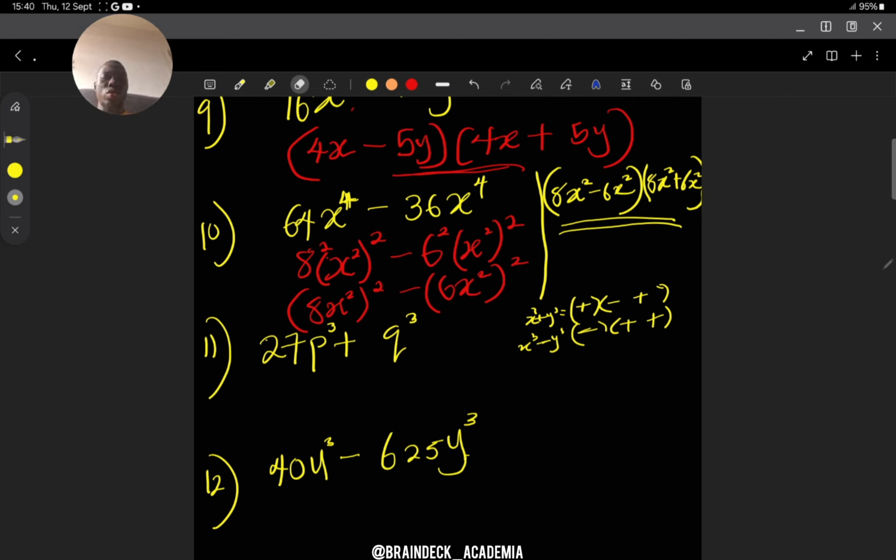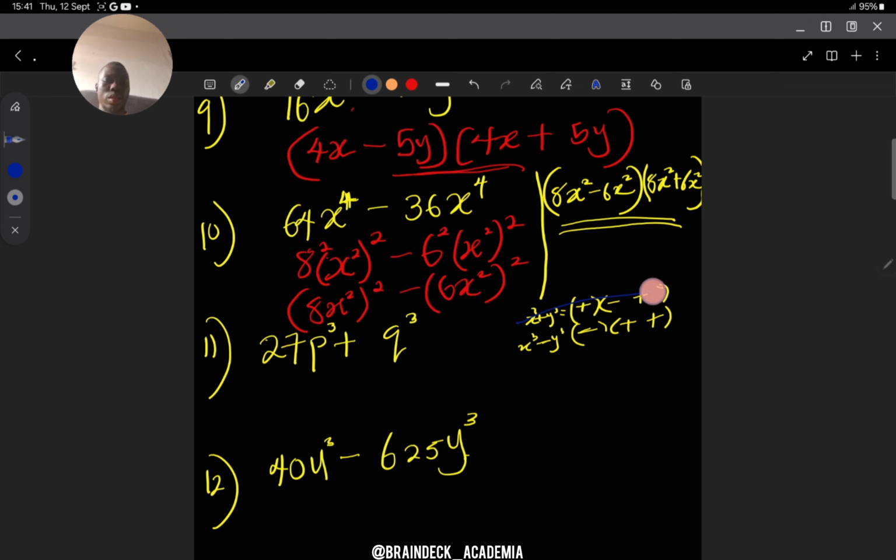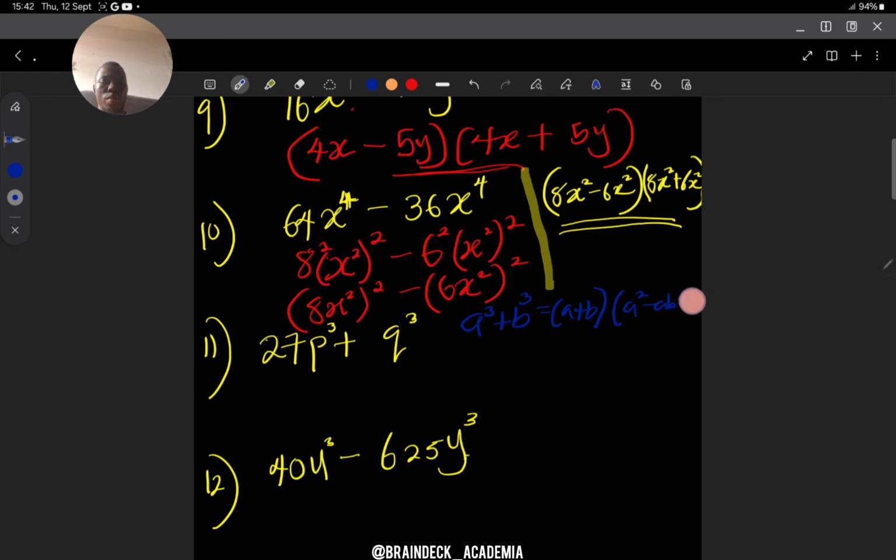So now there's a rule that you use when it is a sum, and there's a rule that you use when it is the difference of a cube. So now let's do that. The rule you make use of is if you have a cube plus b cube, it is the same thing as a plus b, bracket a square minus ab plus b square, close bracket. But this is for the sum of a cube.